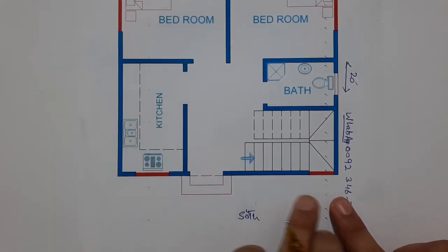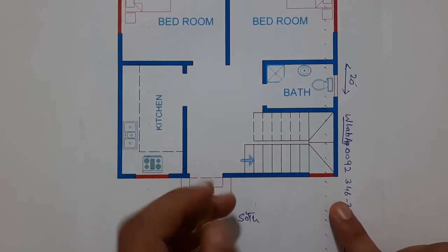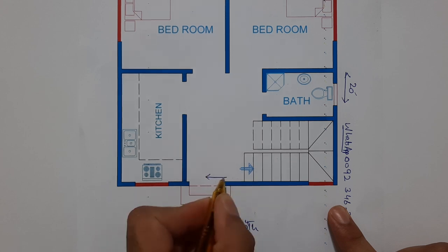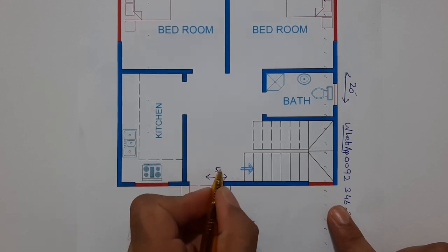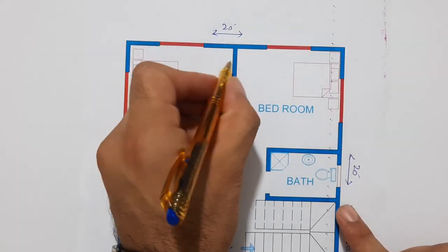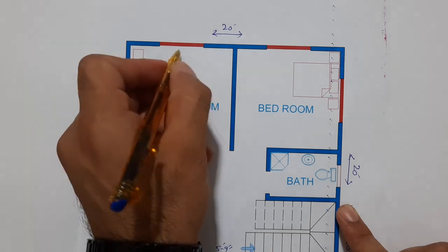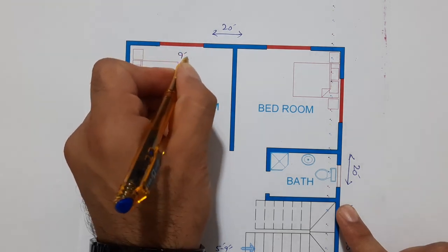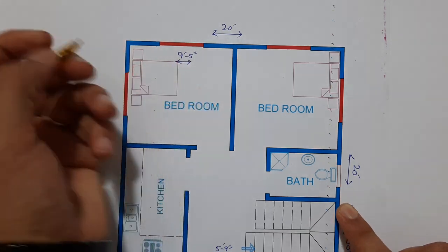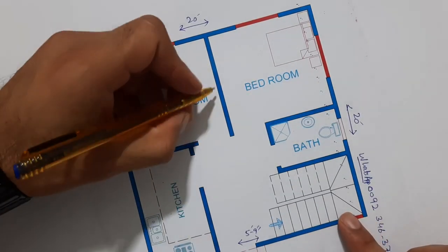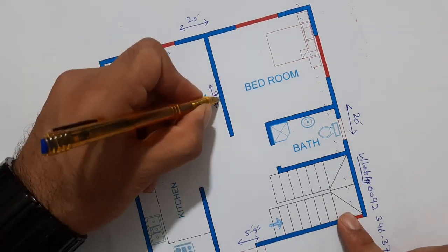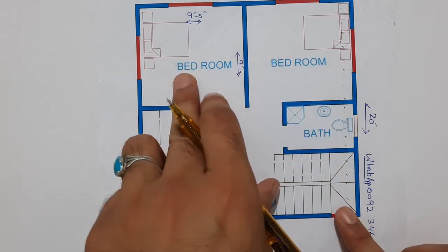Here this is roadside, these are 2 steps for this main entrance. Here this width is 5 feet and 9 inches. Width of this bedroom is 9 feet and 5 inches. But its length is 9 feet. So same dimensions for these 2 bedrooms.